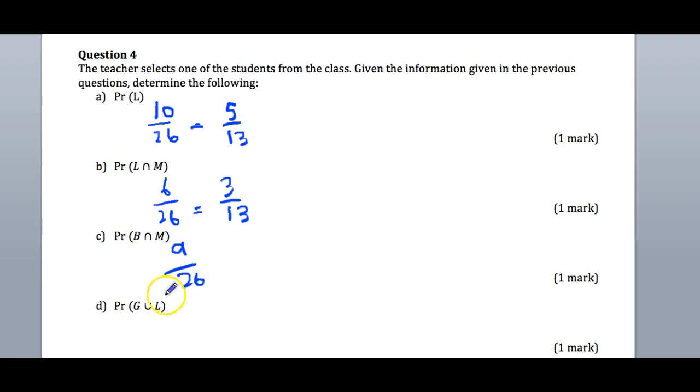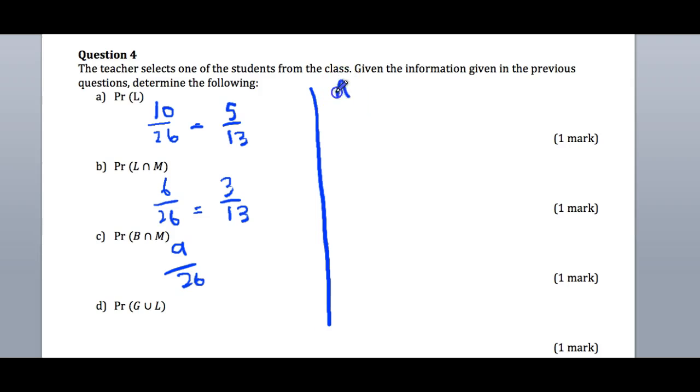And that can't be simplified. This one here is the probability of a girl or Lego. So when you think about it, we want the probability of getting someone who is a girl or someone who likes Lego. And you can also have both. Now, we can do this 2 ways. So I'm going to do that here because there's a little bit of working out.